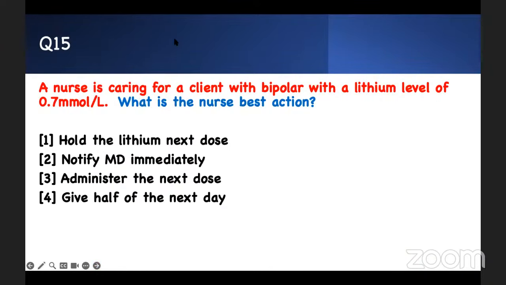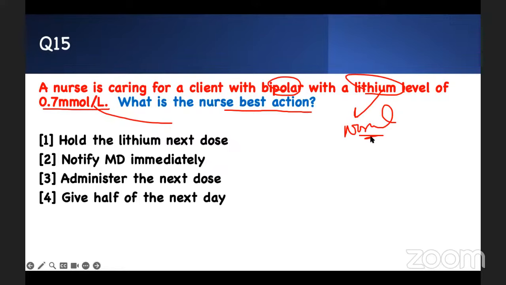Number 15. A nurse is caring for a client with bipolar disorder with a lithium level of this. What is the nurse's best action? You have to know what the normal range should be. Should the nurse hold the lithium dose, give it, notify the MD, or give half of it? What do you think? Should the nurse give it? I don't know. You guys tell me. Give it or don't give it.